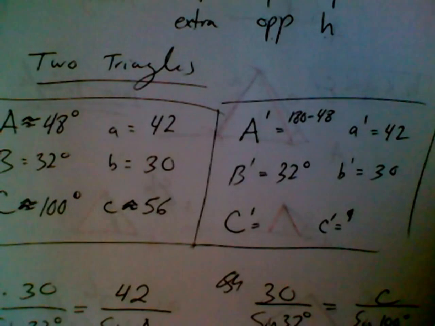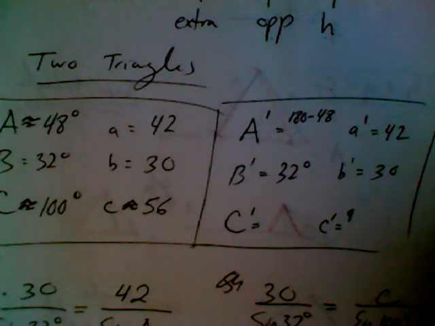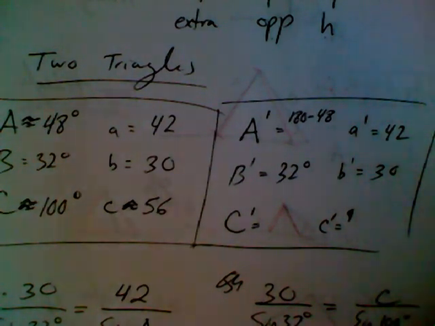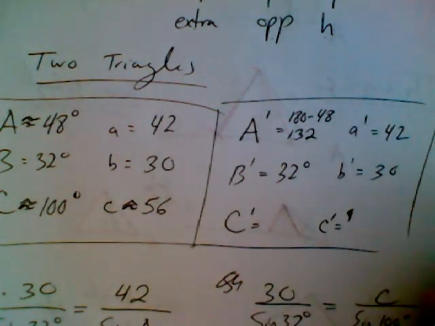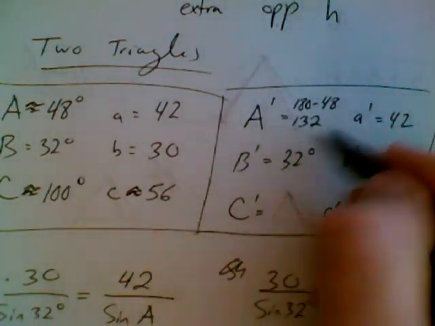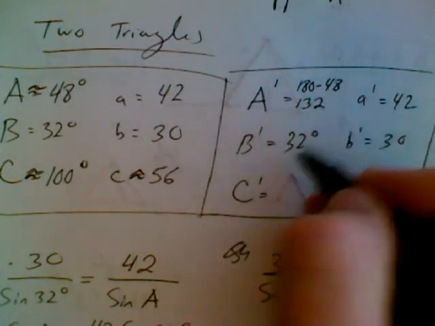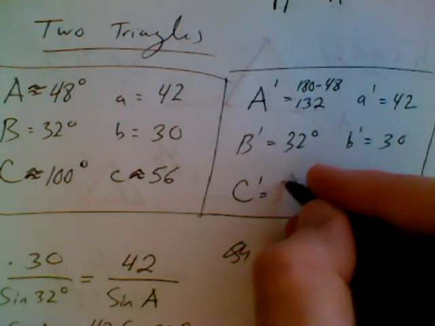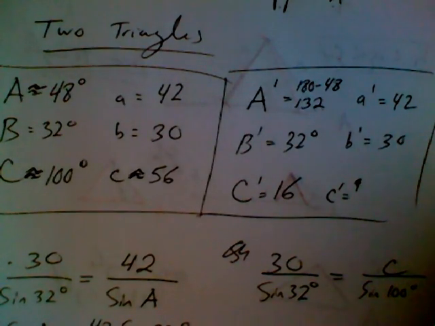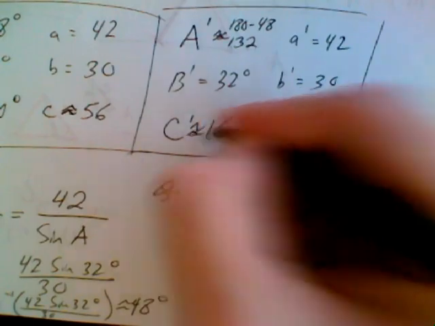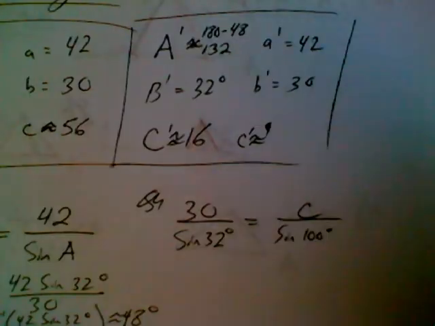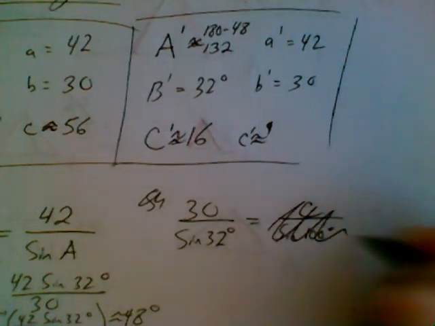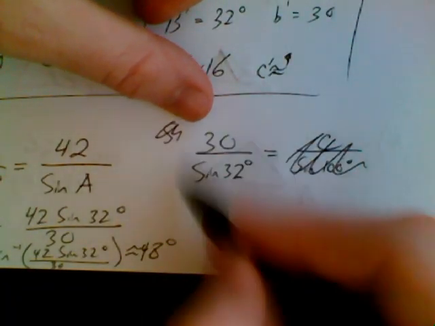Okay, 180 minus 48 is actually going to be 132. So that gives me my angle for this piece here, and then I'm going to go ahead and add 132 and 32, get 164, and know that this angle right here is going to be 16 to get the 180. Now these are all approximated values as well, because these values over here are rounded, so these must also be rounded.